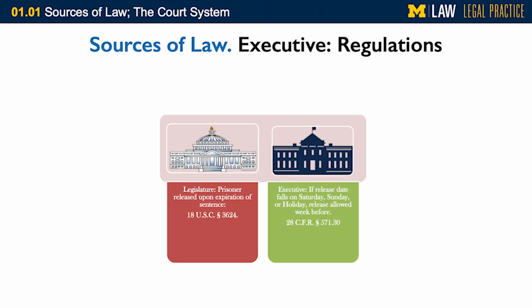For example, Congress has passed a statute providing that a prisoner is to be released upon the expiration of their sentence. But Congress also gave a specific agency, in this case the Bureau of Prisons, the ability to create regulations to enforce that statute. The Bureau of Prisons created a regulation that states if the release date should fall on the weekend or a holiday, the release of the prisoner would be allowed the week before.